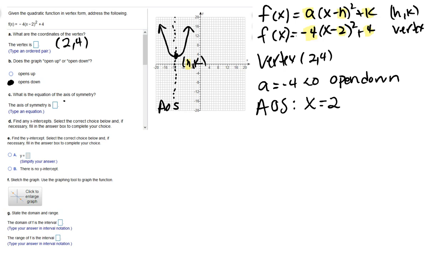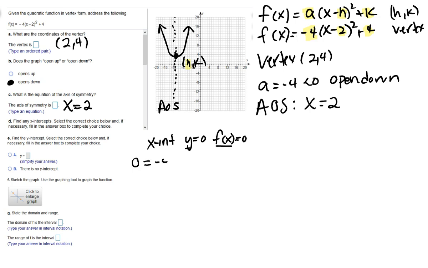So we have the axis of symmetry being the line x equals 2. Okay, the next part says find any x-intercepts. So let's find our x-intercept. The way you find an x-intercept is by letting y equal 0, and we know that the symbol f of x has the same meaning as y, so we're going to set f of x equals 0.